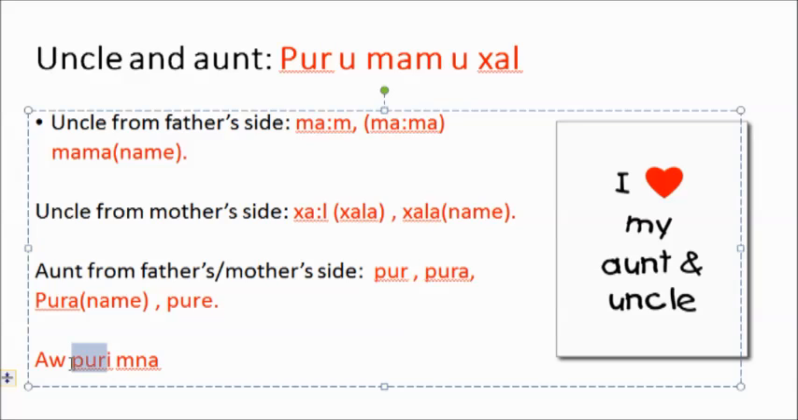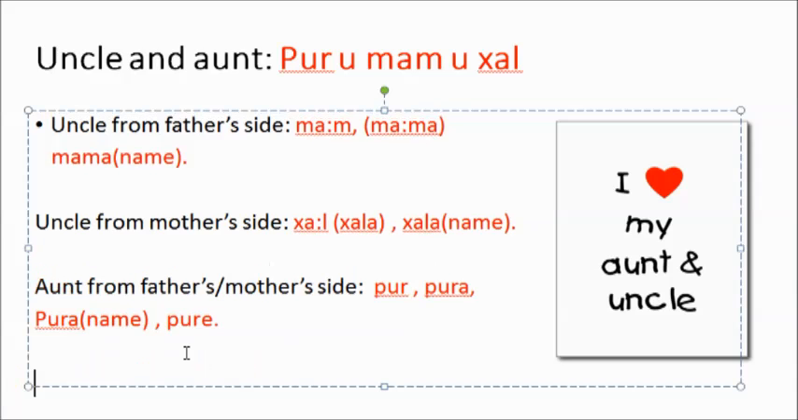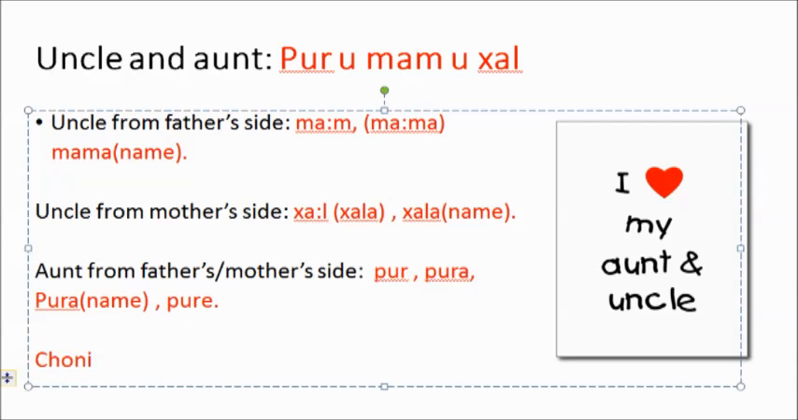We don't say, "Oh, hi, pur." You know, we don't say it this way. But "oh, puri mina" means she is my aunt. Okay. But if I say Choni, you have to check the first lesson to understand what is Choni. Choni means hi.